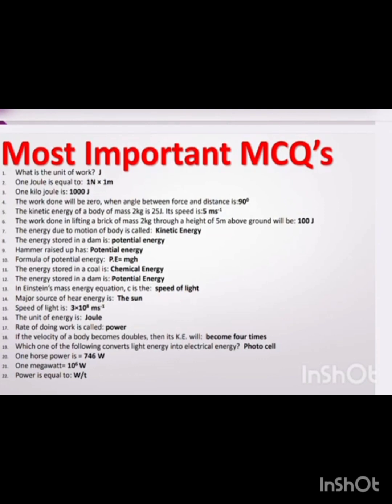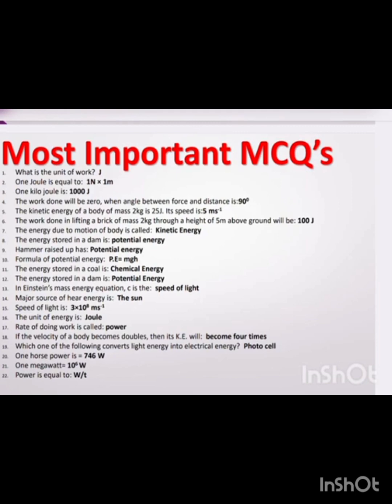The energy stored in coal is chemical energy. The energy stored in a dam is potential energy. In Einstein's mass energy equation, c is the speed of light. A major source of heat energy is the sun. The speed of light is 3 multiplied by 10 raised to the power 8 meter per second. The unit of energy is joule.